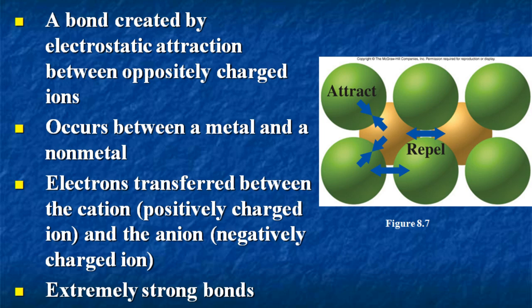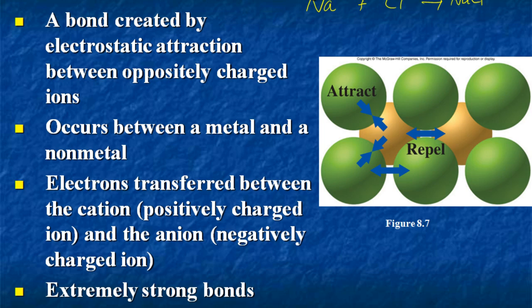Electrons are transferred between the positively charged ion and negatively charged ion. Let's take an example: sodium chloride, an ionic compound. We say that for sodium chloride, we have the Na+ ion and the Cl- ion, and these two come together and form NaCl, the compound, right? Let's think about what is going on in each of them.